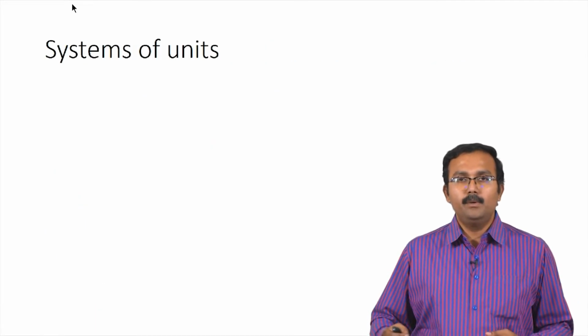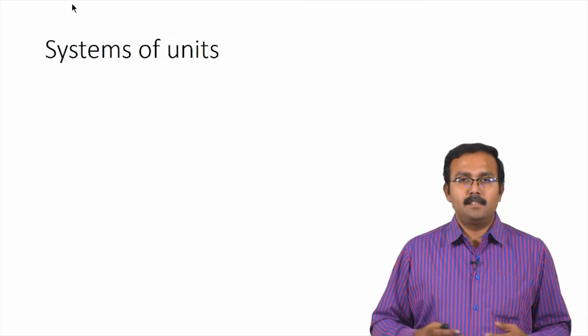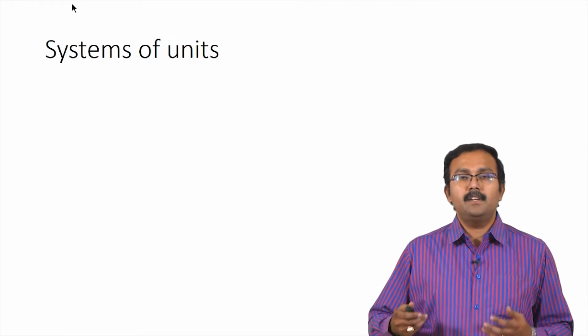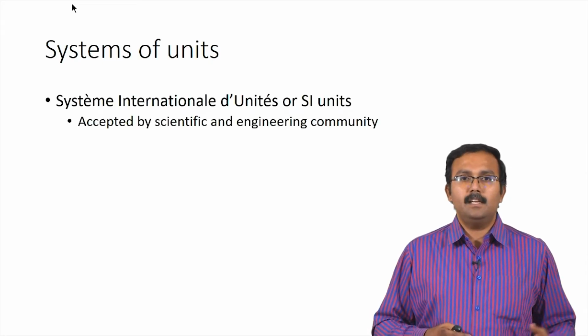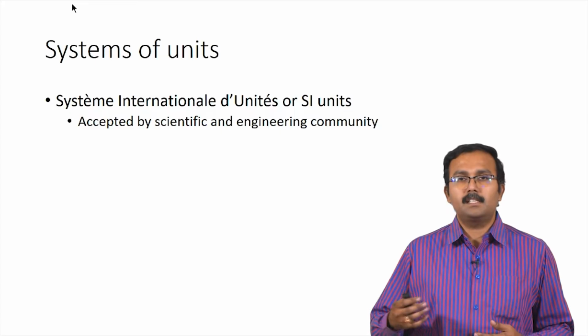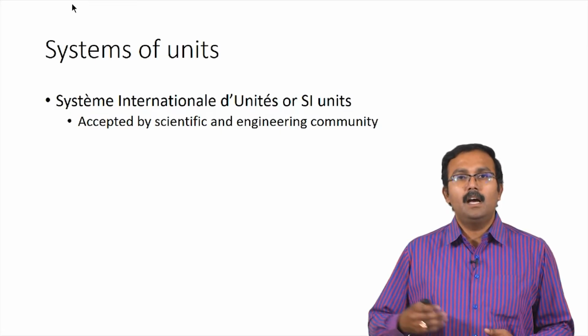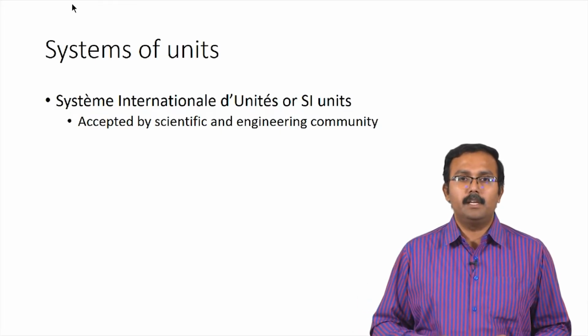The units which we use have different systems. There are three different systems which are commonly used. The first system is the SI units, which is the most accepted system of units amongst engineering and scientific community.